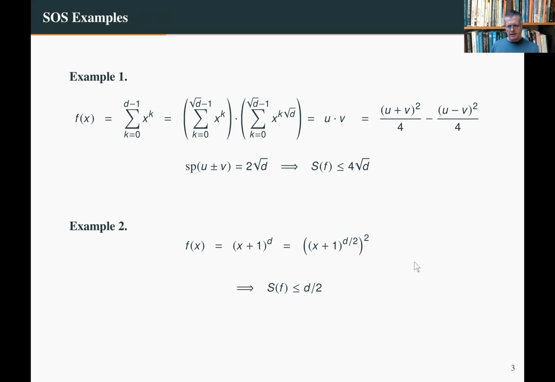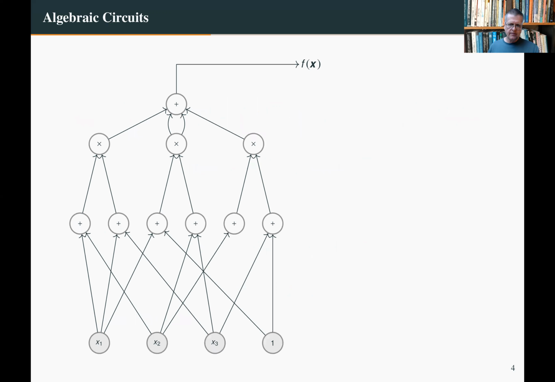And this shows that the support sum is bounded by d/2. When d is odd, you get a slightly larger support sum that way. So here we are closer to the upper bound for support sum. And the conjecture in this case is that this is actually the true value, and we will see that if one can prove this conjecture, that would have big consequences.